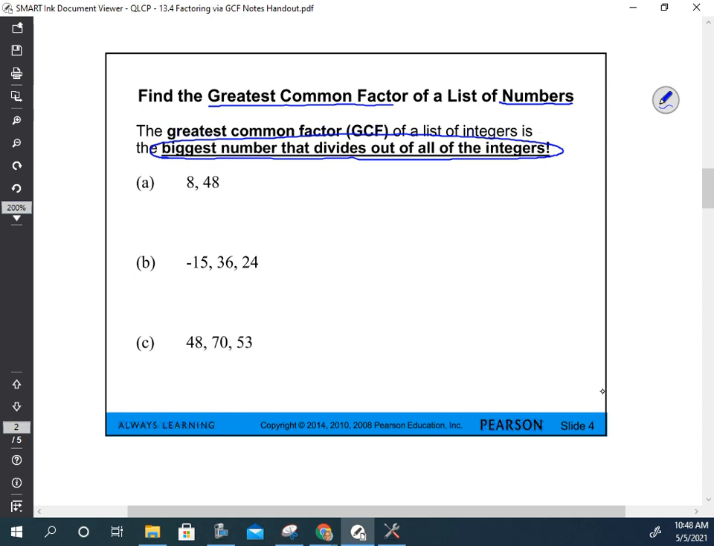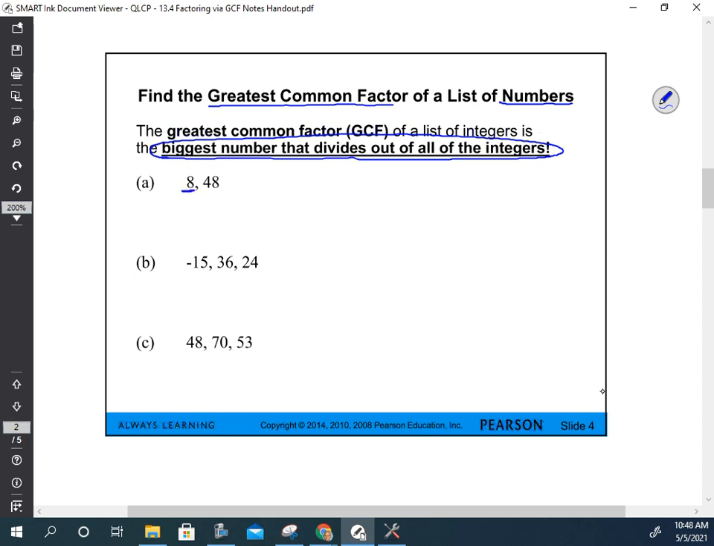Some of you can do greatest common factor for numbers in your head, just going through the numbers. There are some of you that may need to write out the factors. You know yourself better than anyone else, but it does require you to know how to multiply. So if you don't know how to multiply, guess what? This is something that you might struggle with. There's no way around it.